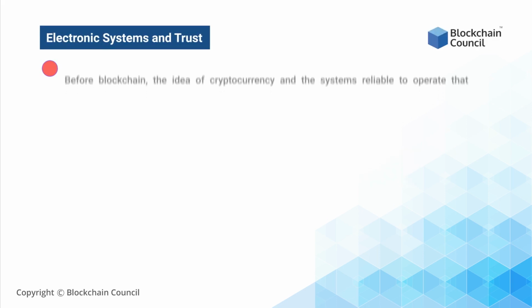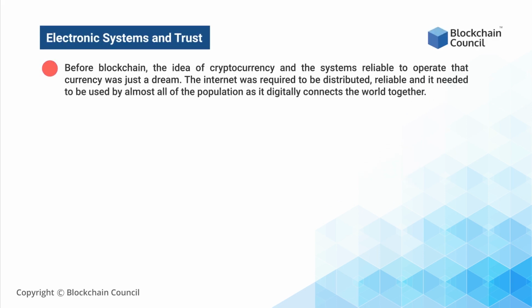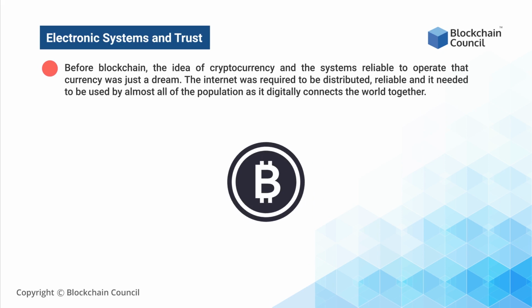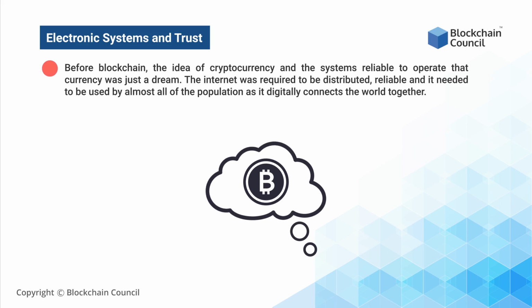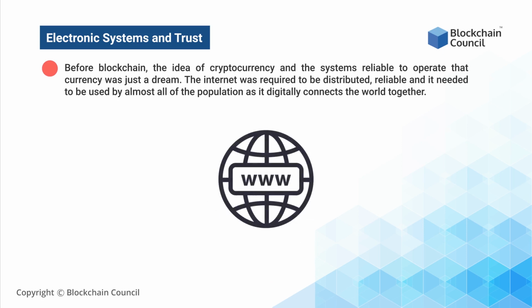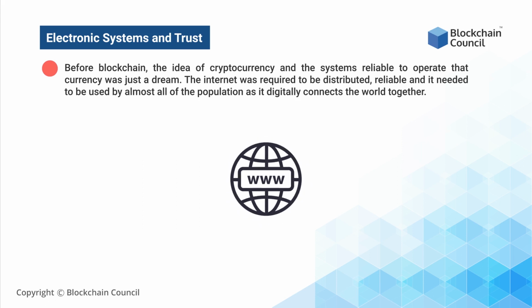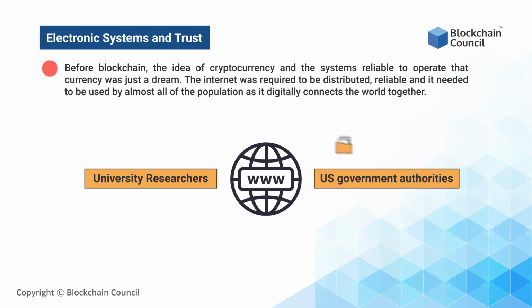Let's start with electronic systems and trust. Before blockchain, the idea of cryptocurrency and the systems reliable to operate that currency was just a dream. The internet was required to be distributed, reliable, and it needed to be used by almost all of the population as it digitally connects the world together. The internet at the infant stage was just a simple and small network, which was only used by the university researchers and the US government authorities to share information digitally.